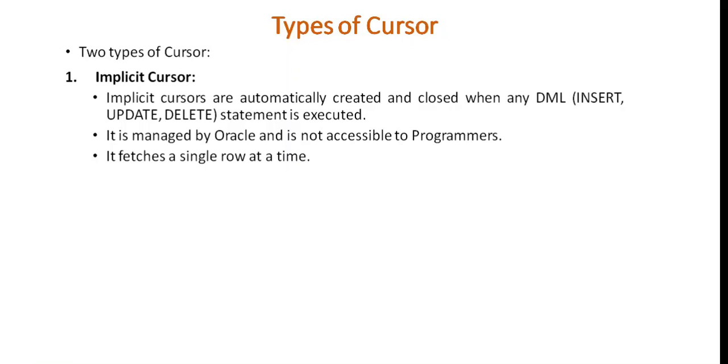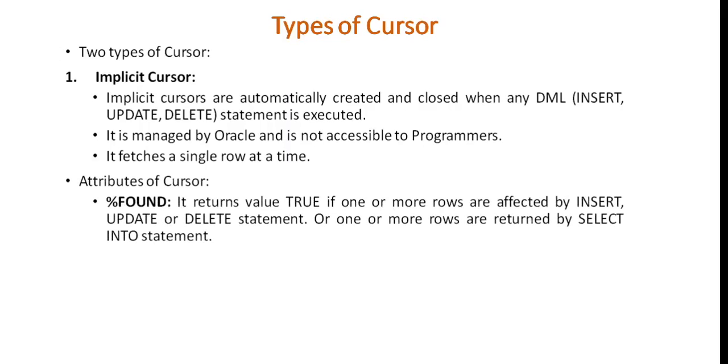This implicit cursor fetches a single row at a time. Means if we want to access data by using implicit type of cursor, if we want to display data by using select query, then implicit type of cursor can fetch only single row at a given time. Implicit type of cursor cannot fetch bulk data, or cannot fetch number of rows at a given time. Okay. Now we'll see what are the attributes of cursor.